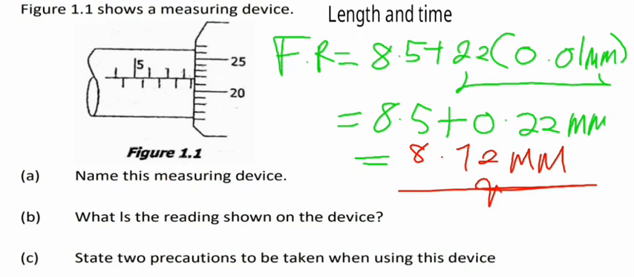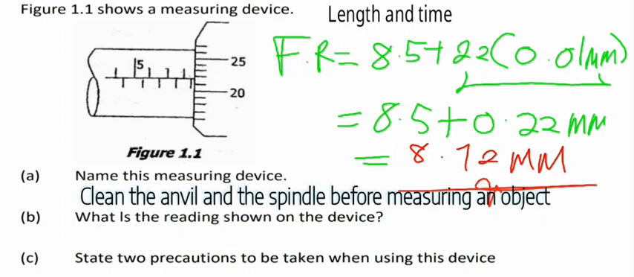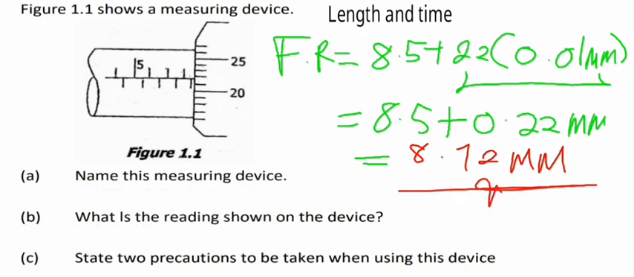So the first precaution is, you need to zero the instrument, right? You need to zero the instrument before taking any reading. Then the next one is to lubricate the moving parts. You need to lubricate the moving parts. Then the last one is, you need to clean the anvil and the spindle, right? So those are the precautions that you need to take.